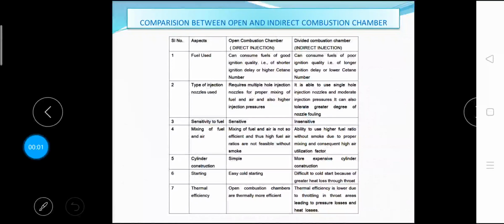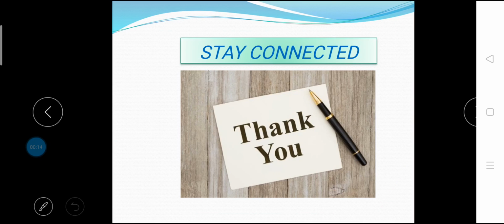I have already told the comparison between open and indirect combustion chamber. From this table you will be able to understand easily the comparison between open and indirect combustion chamber. From this video lecture you will be able to understand the combustion process in compression ignition engines.